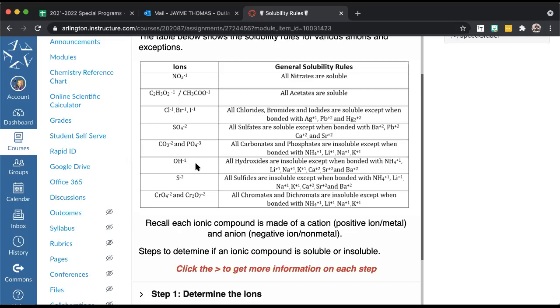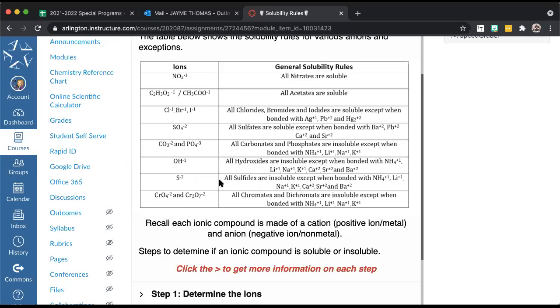And then same thing down here, all hydroxides are insoluble, except when you pair them with ammonium, lithium, sodium, potassium. So the same ones as carbonate and phosphate, but there's three more now: calcium, strontium, and barium. And then sulfide is actually exactly the same as hydroxide.